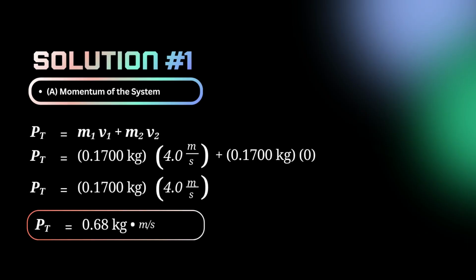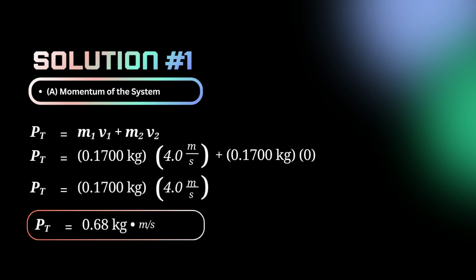Firstly, we need to remember that the total momentum is denoted as P sub t. This is the product of mass and velocity. In this case, we have two objects, the cue ball and the three ball. The cue ball is moving towards the three ball, which is initially at rest. To calculate the total momentum, we use the formula m1 v1 plus m2 v2 is equal to P sub t.